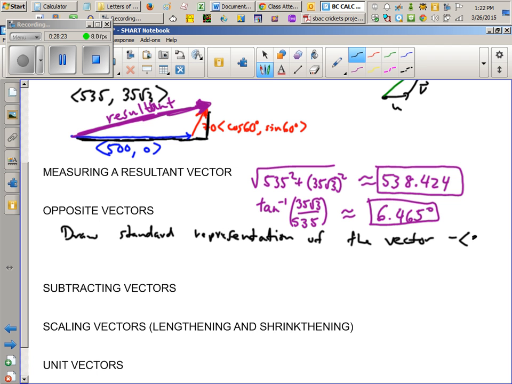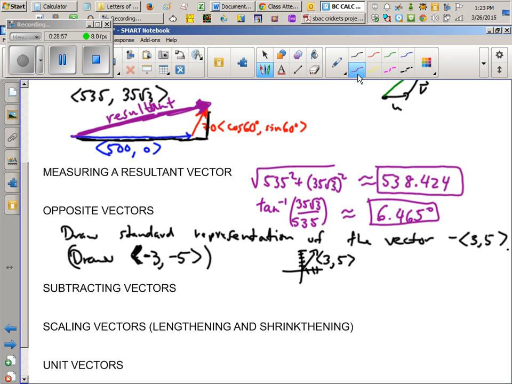Opposite 3, 5. What does that mean? Well, opposite usually means wrong direction in math, right? Or other way. So you would just draw it backwards. In other words, you would draw the vector -3, -5. Okay? So this is the vector 3, 5, as in a standard representation. -3, -5 would be this one. It's exactly opposed to it. Equal and opposite, you could say.